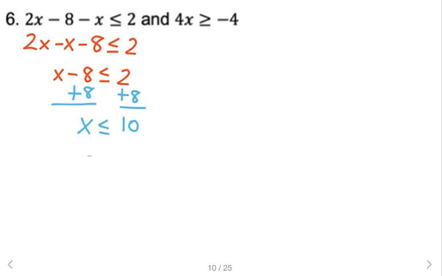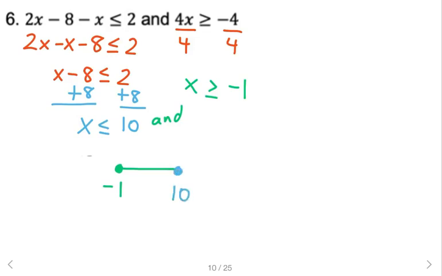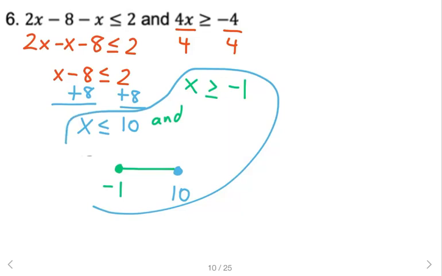On the next part, we're going to divide both sides by 4, and we get x is greater than or equal to negative 1. Notice that we were dividing both sides by a positive here. So we want all the values that are greater than or equal to negative 1, and at the same time, less than or equal to 10. And of course, all those values in between there would be part of our solution set.